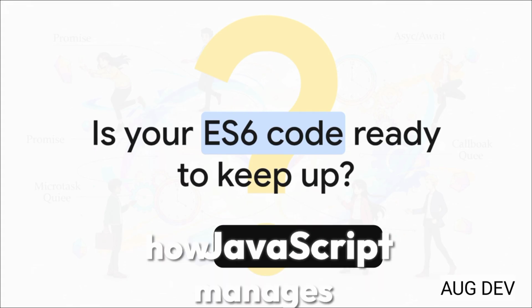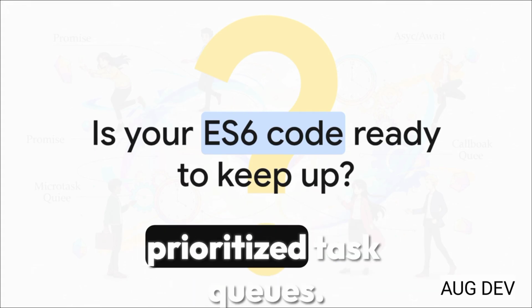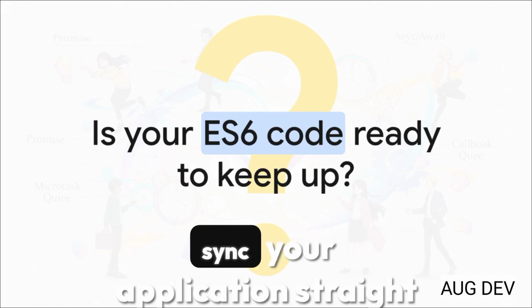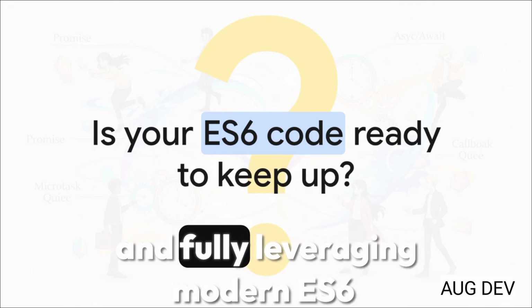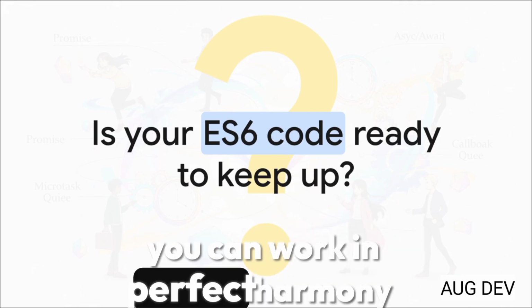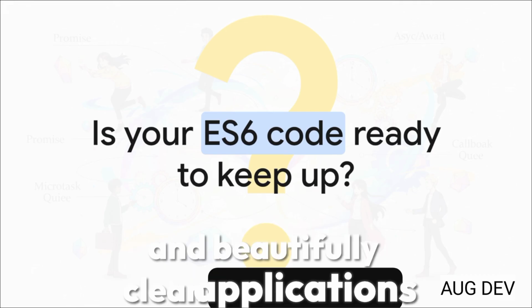We've unpacked how JavaScript manages concurrency through the call stack, web APIs, and those strictly prioritized task queues. We've also seen how sticking to old ES5 callbacks can sink your application straight into callback hell. But by upgrading your skills and fully leveraging modern ES6 features like promises and async await, you can work in perfect harmony with the event loop, building fast, responsive, and beautifully clean applications.